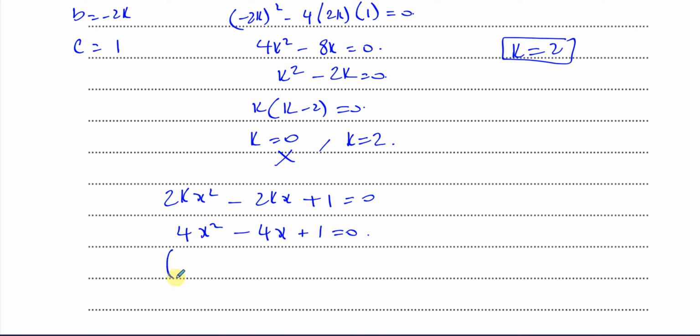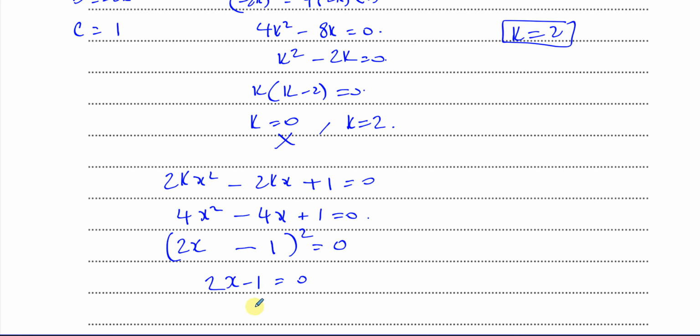What you'll notice in all of these type of questions, if there's one solution, if there's a repeated root, this will be a perfect square. It'll give you the same answer twice. And we can see 4x squared is a perfect square. The square root of 4x squared is 2x. And 1 is a perfect square. Because there's a minus here, it's going to be a minus 1 there. And that's going to be squared. If we expand that, we're going to get 4x squared, multiply them, double it, minus 4x plus 1. So we can therefore say that 2x minus 1 equals 0. Therefore, x equals a half.